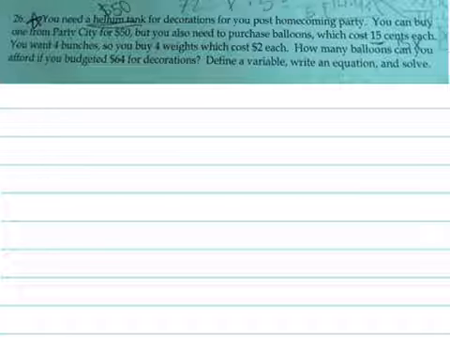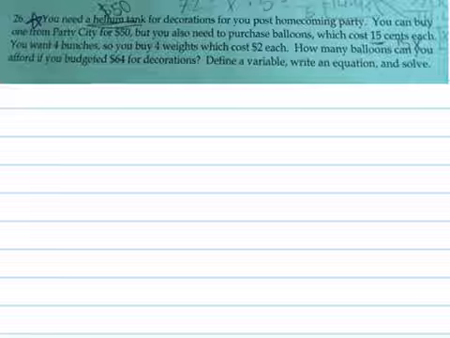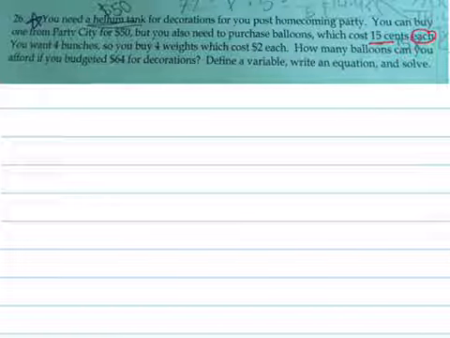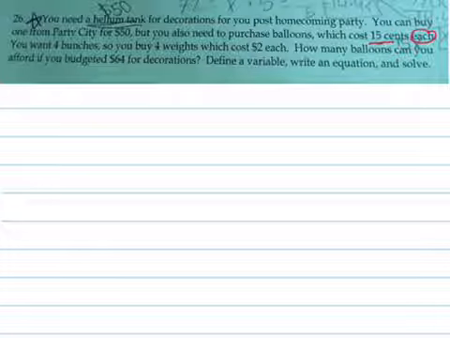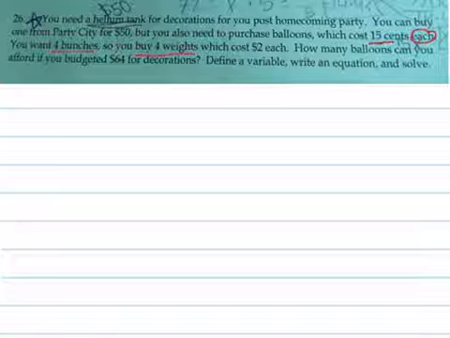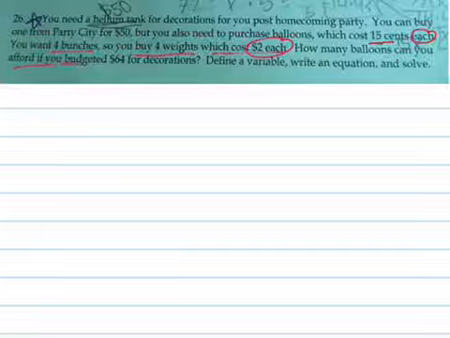All right, you need a helium tank for decorations for your post-homecoming party. You can buy one from Party City for $50, but you also need to purchase balloons, which cost 15 cents each. You want 4 bunches, so you buy 4 weights, which cost $2 each. How many balloons can you afford if you budgeted $64 for decorations?